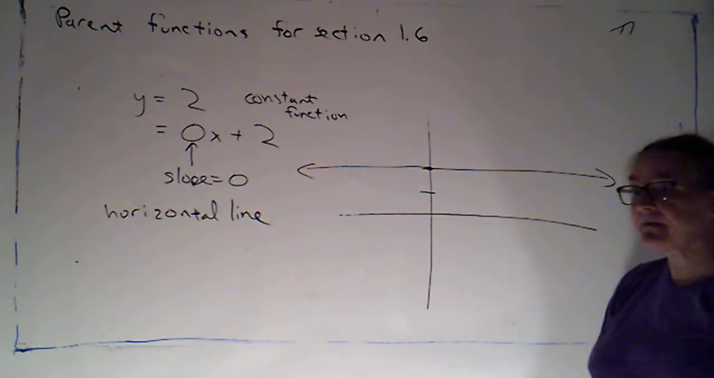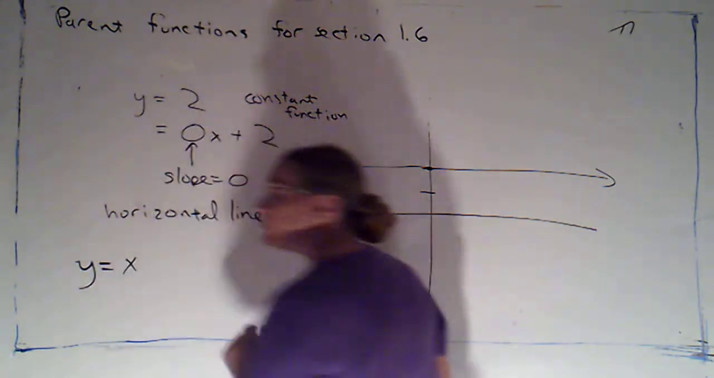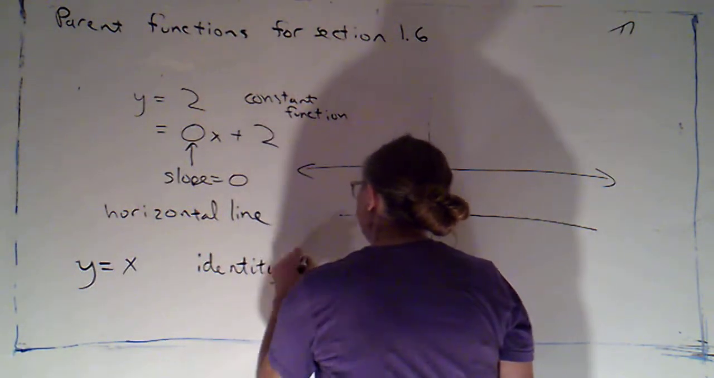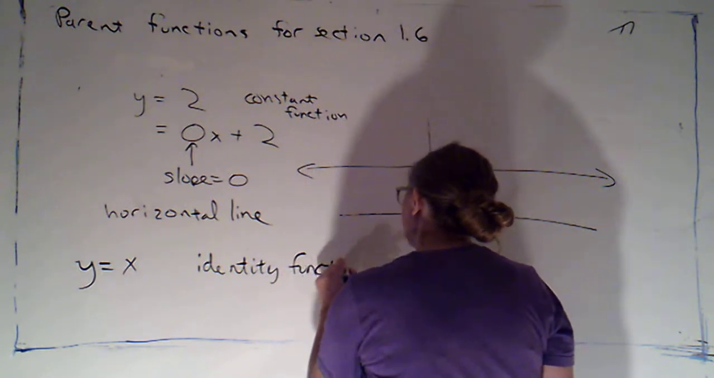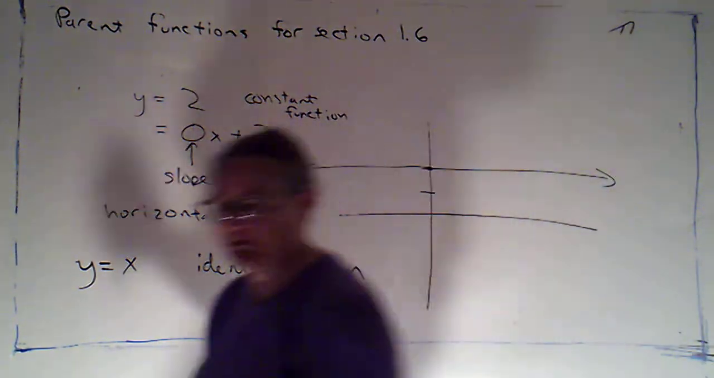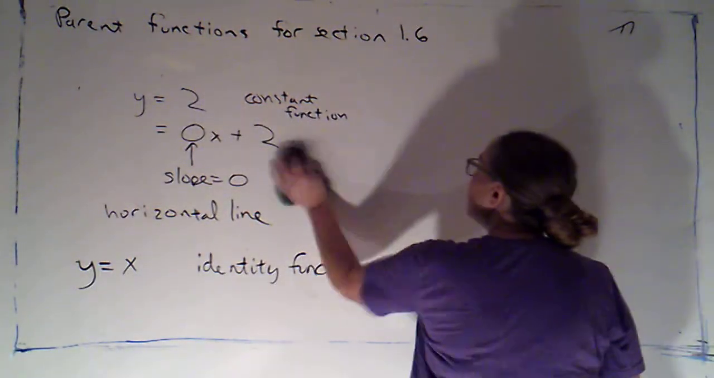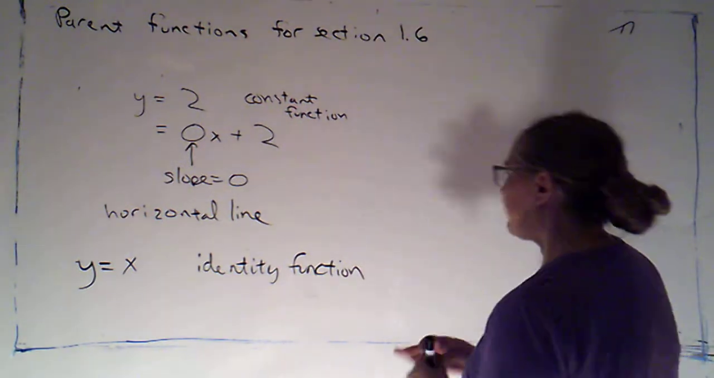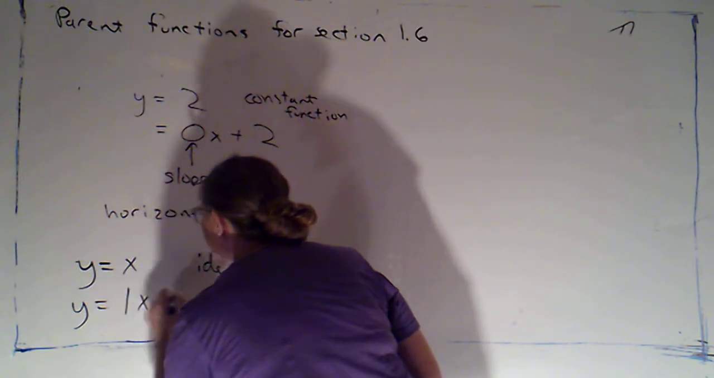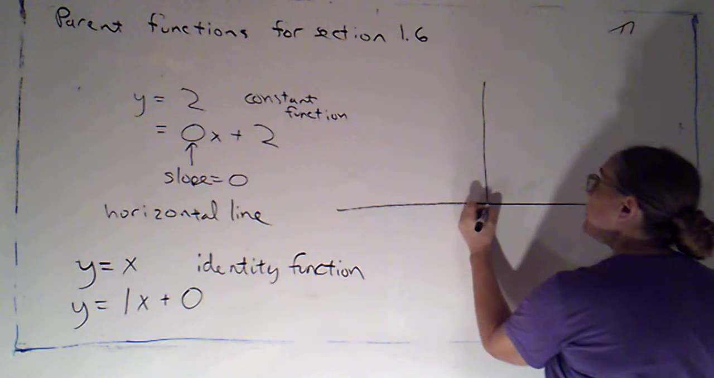All right, and then there's one special line that's on your worksheet, y equals x. That's called the identity function. And that's simply because whatever you plug in is exactly what you get out. If I plug in 5 for x, I get out 5 for y. Okay. All right, notice if I wanted to, I could write that as y equals 1x plus 0. So it's going to be a line through the origin.